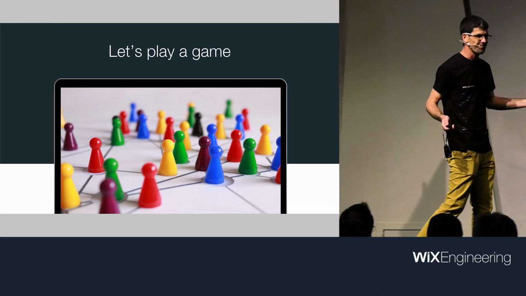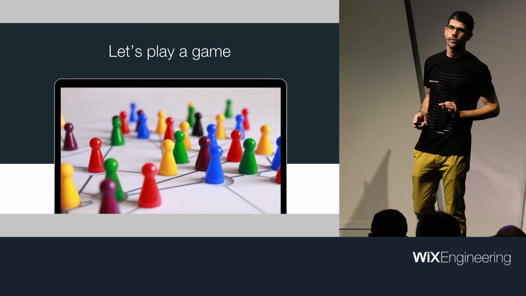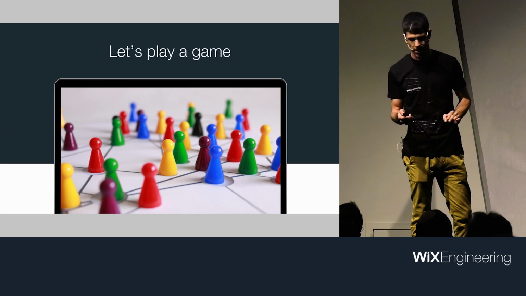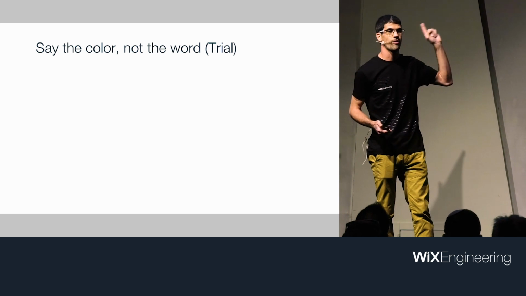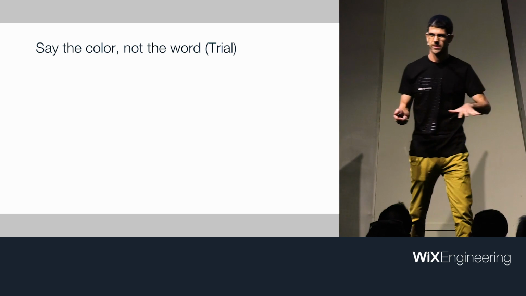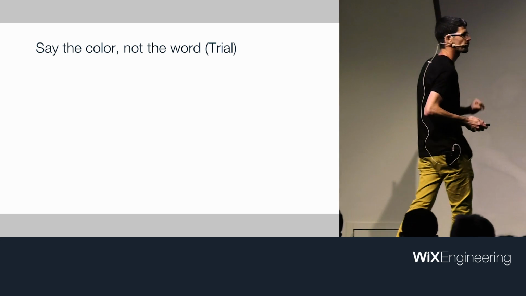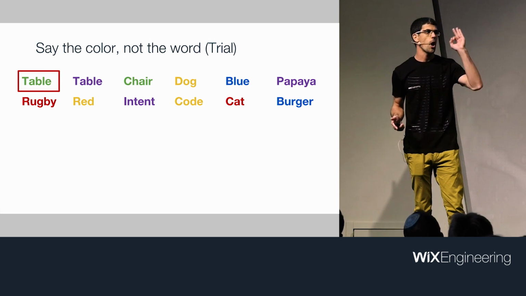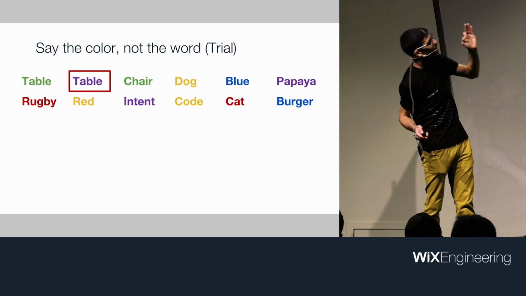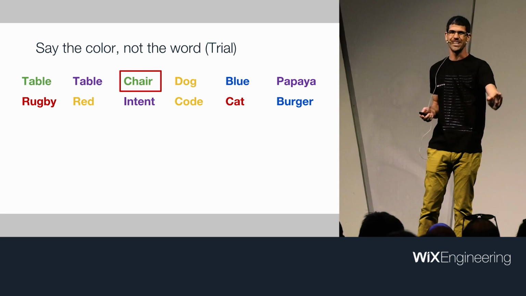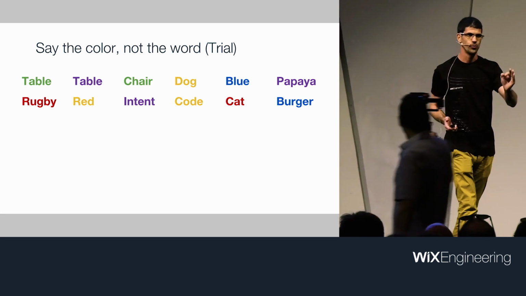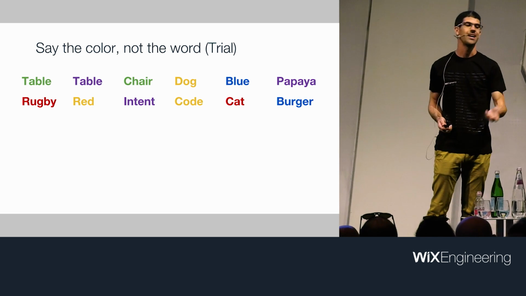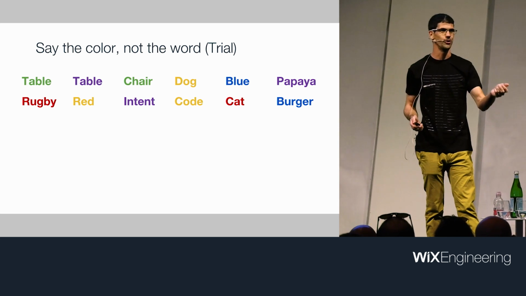We'll start by playing a game. I'm going to show you a list of words on screen. And what we're all going to do together is shout the color of the word and not the word itself. Let's give it a try and see that we all know what we're doing. So, let's do this all together. Green, purple, blue. Green, yellow, blue, purple, red, yellow, purple, yellow, red, blue.